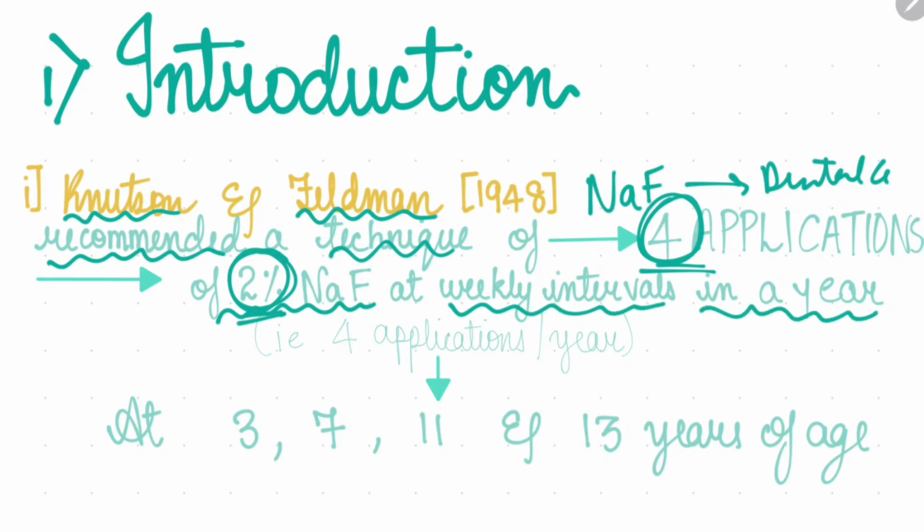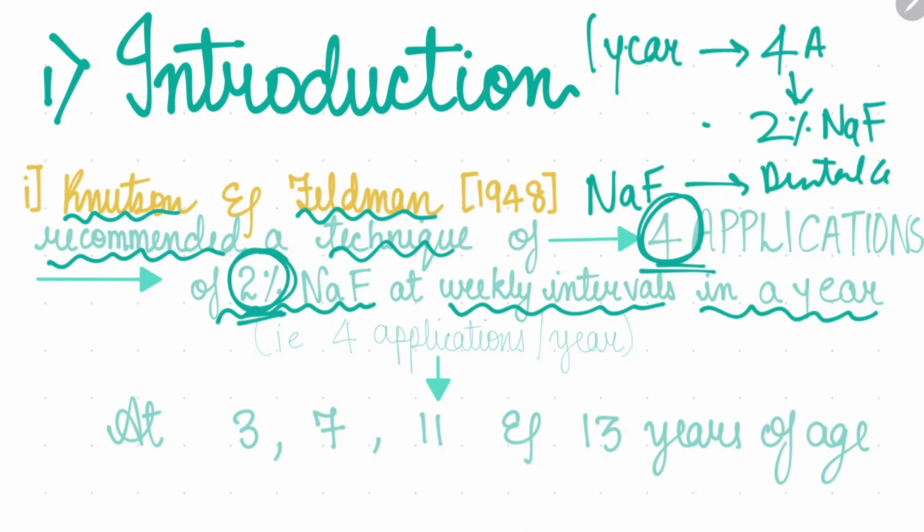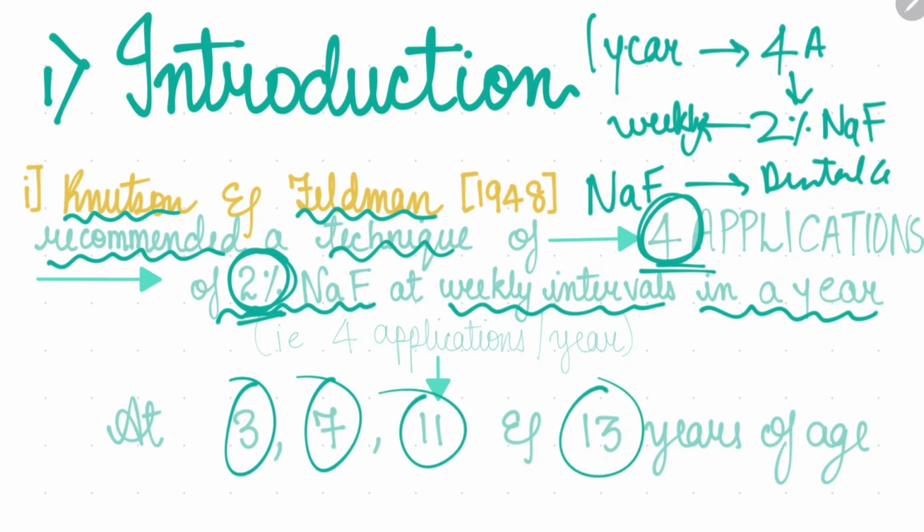To make it easier for you, in 1 year there has to be 4 applications of what? Of 2% sodium fluoride. And at what intervals? At weekly intervals. So in 1 year you are going to apply the sodium fluoride 4 times at weekly intervals. And at what ages are we going to do that? At 3, 7, 11 and 13 years.